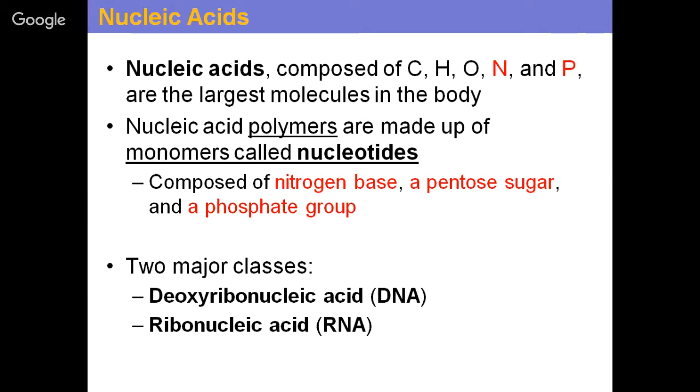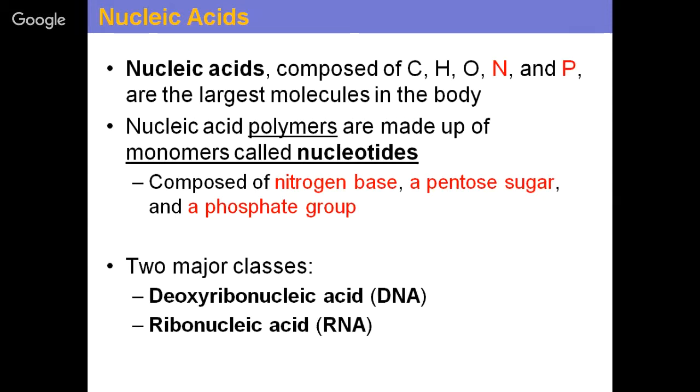So lastly, we need to talk about the last molecule, which is the last polymer actually, which is the nucleic acids. So nucleic acids are very important because they are the building blocks for our genes, the DNA. The chemical composition of nucleic acid would be carbon, hydrogen, oxygen, nitrogen, and phosphorus. And these nucleic acids are the largest molecules in the body.